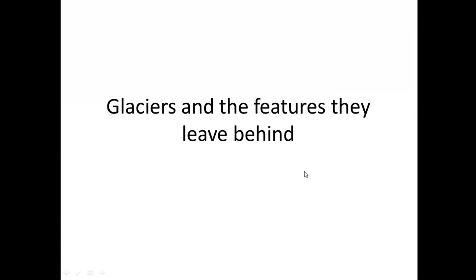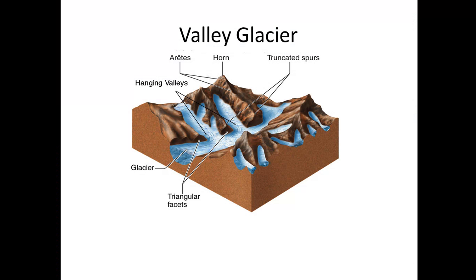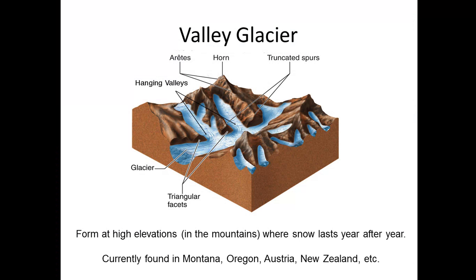Let's take a look here at glaciers, what they are, and the features that they leave behind when they erode an area. We have two kinds of glaciers. The first kind of glacier is a valley glacier. And if you think valley, you think that space in between the mountains, and that's exactly what a valley glacier is. A valley glacier forms at high elevations, way up in the mountains, where snow lasts year after year after year.